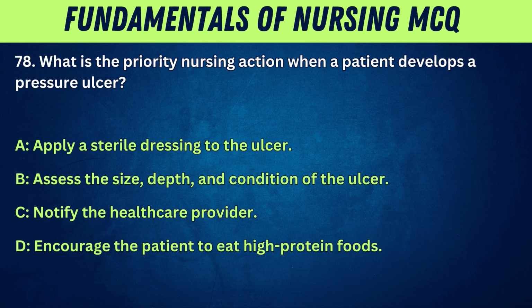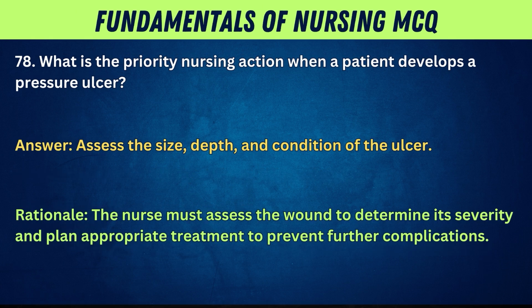78. What is the priority nursing action when a patient develops a pressure ulcer? A. Apply a sterile dressing to the ulcer. B. Assess the size, depth, and condition of the ulcer. C. Notify the healthcare provider. D. Encourage the patient to eat high-protein foods. Answer. Assess the size, depth, and condition of the ulcer.